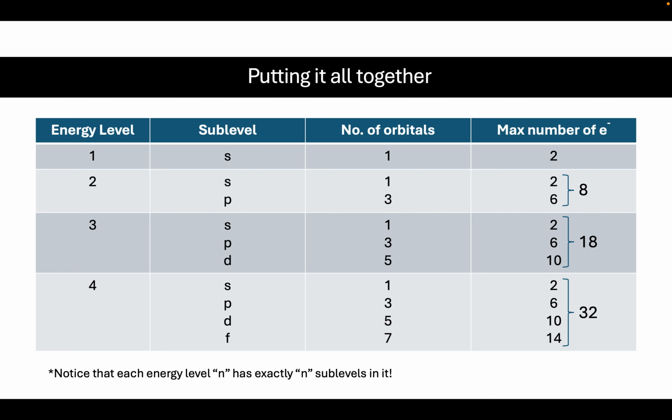On the left here we have the energy levels, the sublevels found within, the number of orbitals for each of those, and then the maximum number of electrons, which is of course just 2 times the number of orbitals. You might want to annotate the maximum numbers of electrons, the 8, 18, and 32, because you should know that. And notice that each energy level, N, has exactly N sublevels in it, meaning energy level 1 just has the S, that's just 1 sublevel. Energy level 2 has S and P, and that's 2, etc. That can help you predict distribution, which could be useful later.